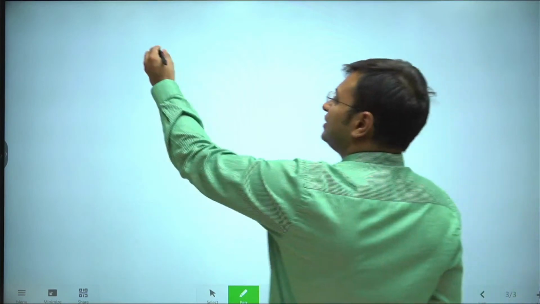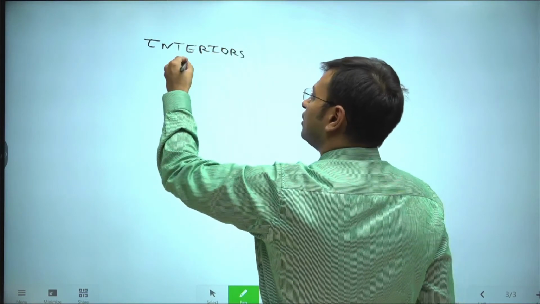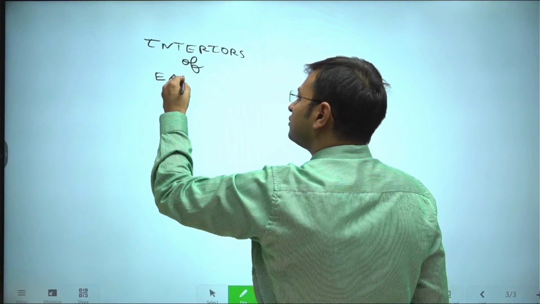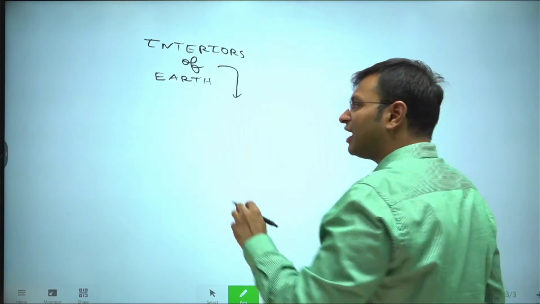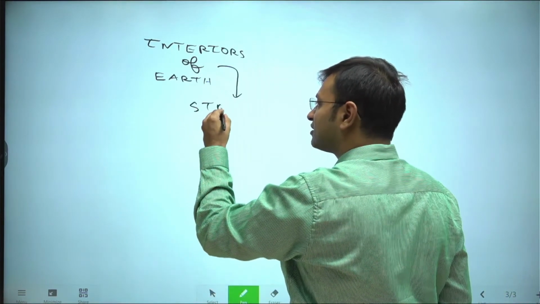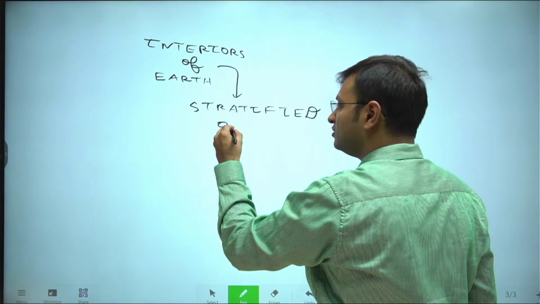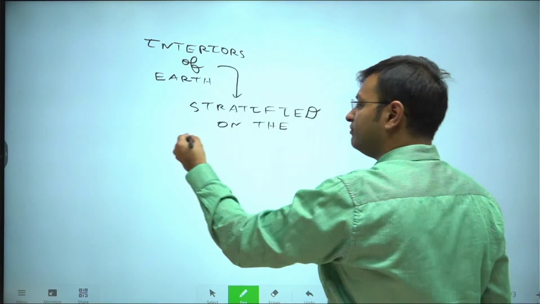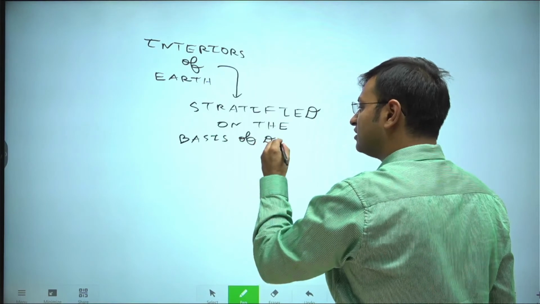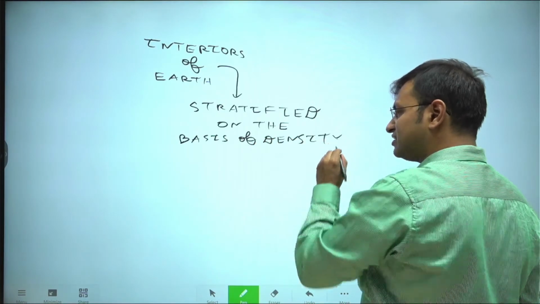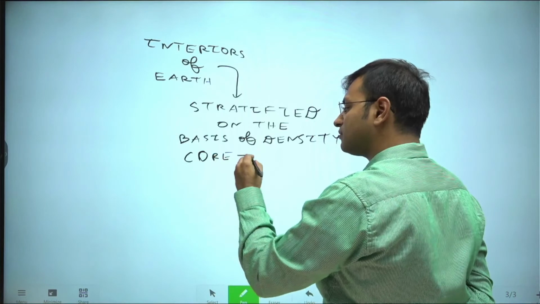So if I consider the interiors of Earth now, the interiors of Earth are not a singular layer. The interiors of Earth are basically stratified on the basis of density. They are stratified on the basis of density. Highest density you will have of core. So the core of Earth will have the highest density.